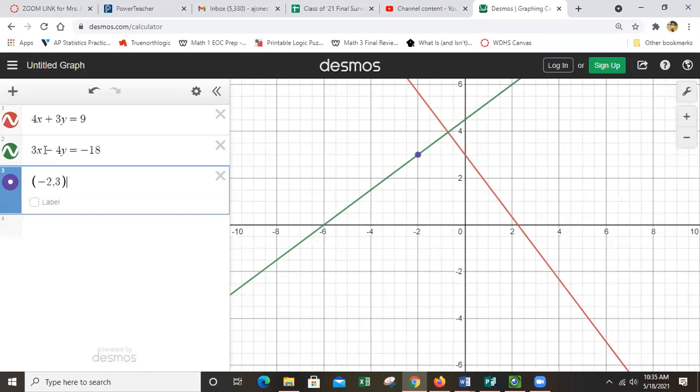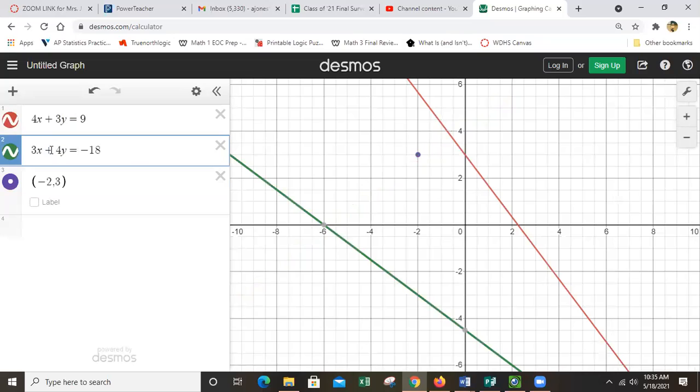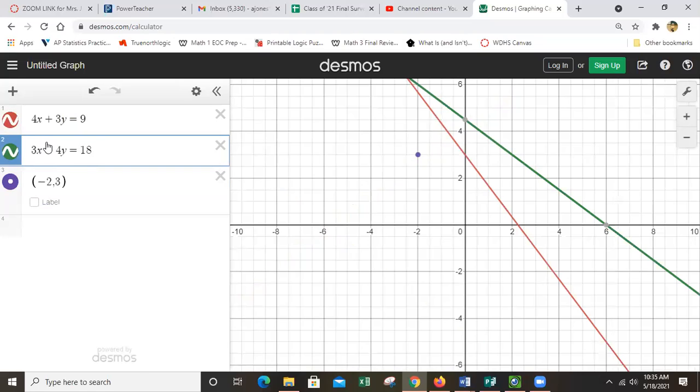Let's rule out anything else. So B says 3x plus 4y equals +18. They do cross, but does it go through that dot? No. So we know that B is not our answer just because it doesn't go through the dot. Why are these not perpendicular? They cross more X-shaped than they do T-shaped. Got it?